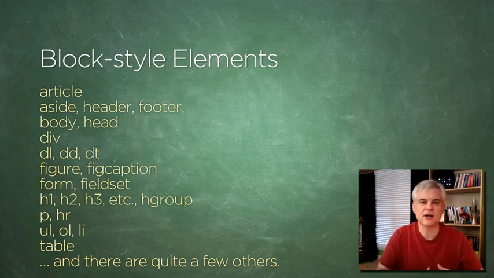Typically, these are used as containers that hold other items, but not always. But here's a quick list of box style, or rather block style elements that we've covered that fit into this category. The article, the aside, the body, the div, the definition list, definition term, and definition description, field set, figure, fig caption, footer, form, head, H1, H2, H3, and so on, header, H group, and so on, okay? And there's quite a few others as well. This is not a comprehensive list.